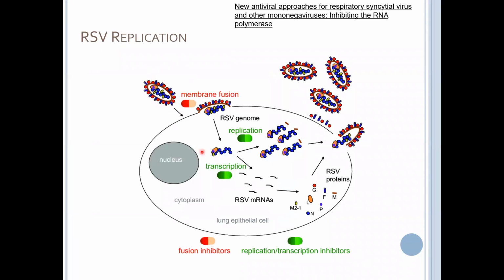The viral replication cycle is, again, somewhat similar to flu. There's membrane fusion. You've got to dump the genome out, and you've got to go from negative sense to positive sense back to negative sense, and then reform the virions on the cell surface. Big difference is that this happens in the cytoplasm and not in the nucleus, so more like SARS-CoV-2 in that regard.